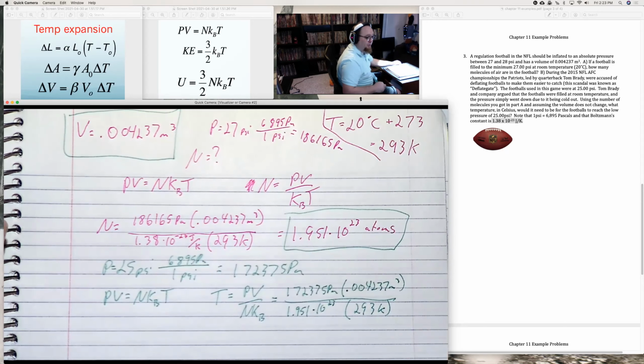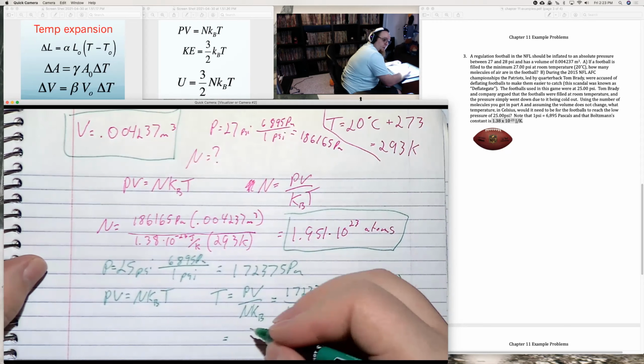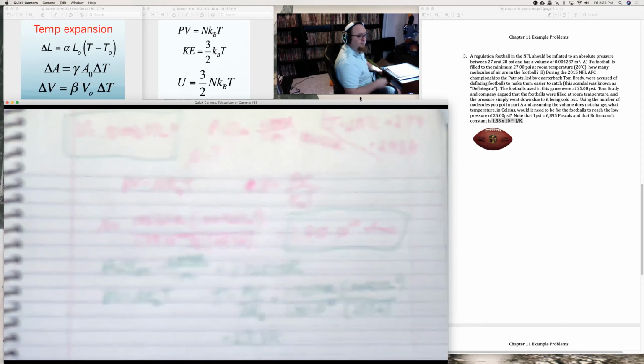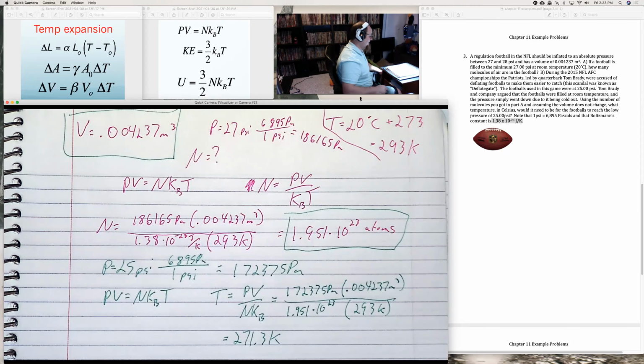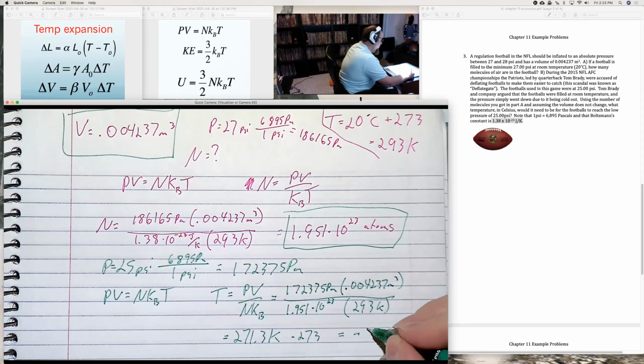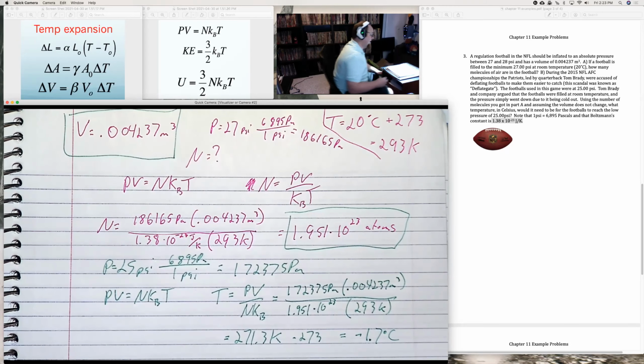And I can solve for this temperature. When I solve for it, I get 271.3 Kelvin. Now I do ask for the temperature in Celsius, so I'm just going to take that and subtract 273, and I get negative 1.7 degrees Celsius. So if it was negative 1.7 degrees Celsius outside, this would be a valid and realistic excuse. Negative 1.7 degrees Celsius. Let me do the math real fast.